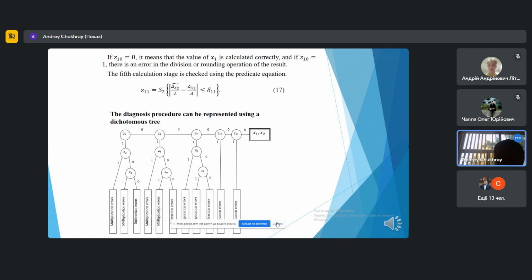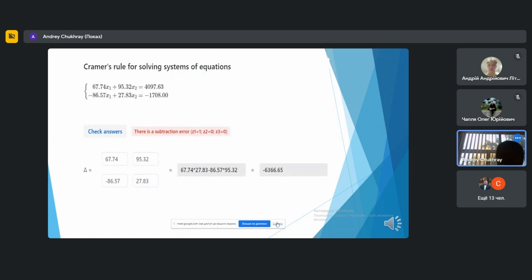Here is an example of the solution of a system of linear equations by Cramer's rule. And we implemented an intelligent tutoring system. You can see some screenshots from it and examples. For example, if the student inputs some steps, determinants, and so on, and there is an error in the student's activities, the system outputs a message that there is a subtraction error, because some predicates and diagnostic models are activated.